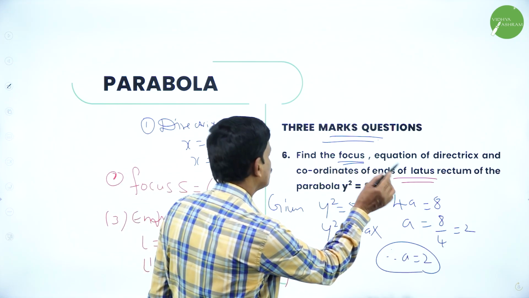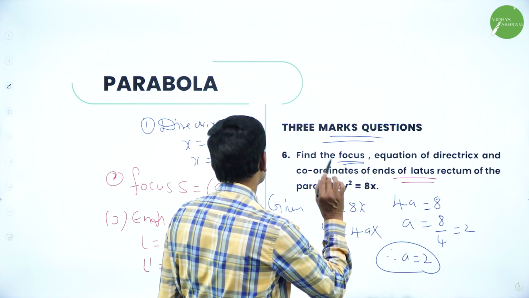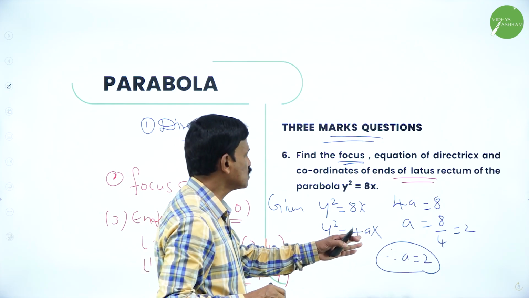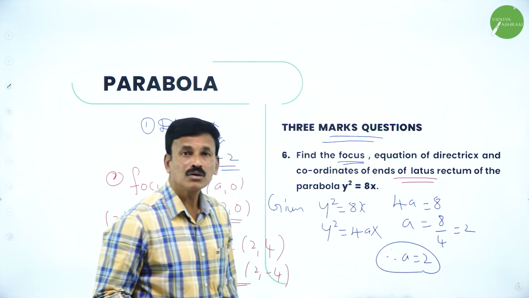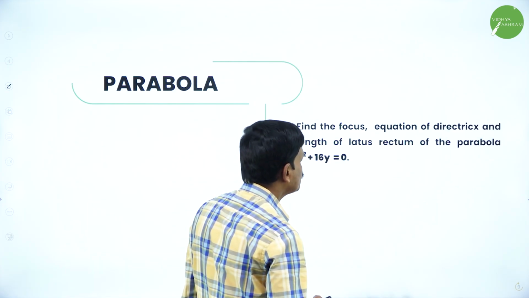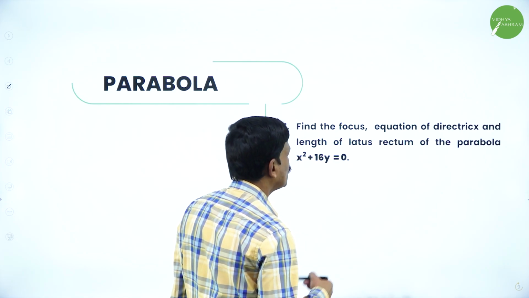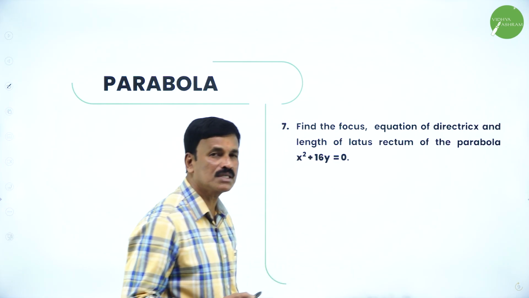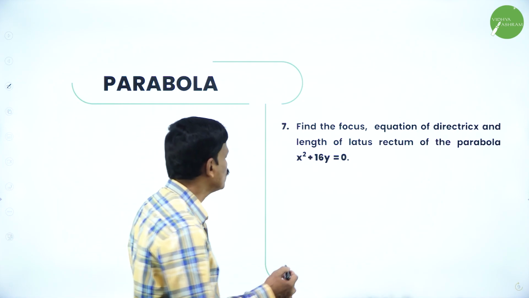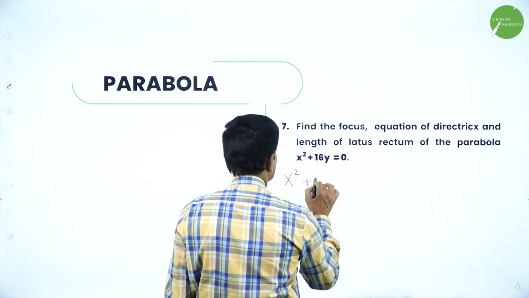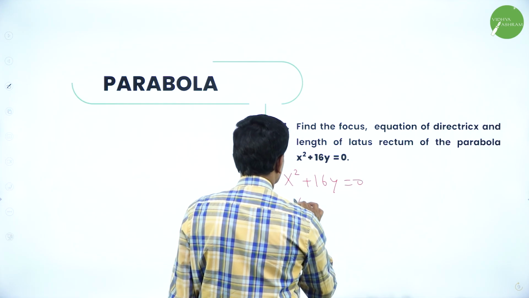So focus, equation of directrix, coordinates of ends of latus rectum. Length of latus rectum is 4a, that's equal to 8 itself. Now move on to the next problem. Find the focus, equation of directrix and the length of latus rectum for the parabola x square plus 16y is equal to 0.